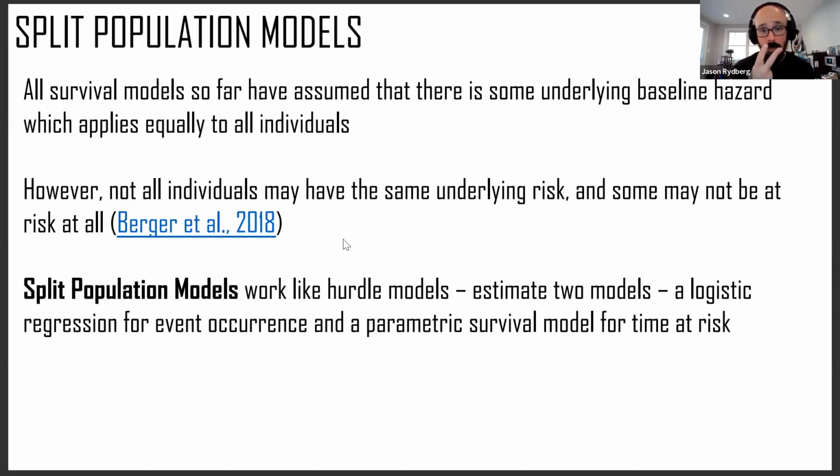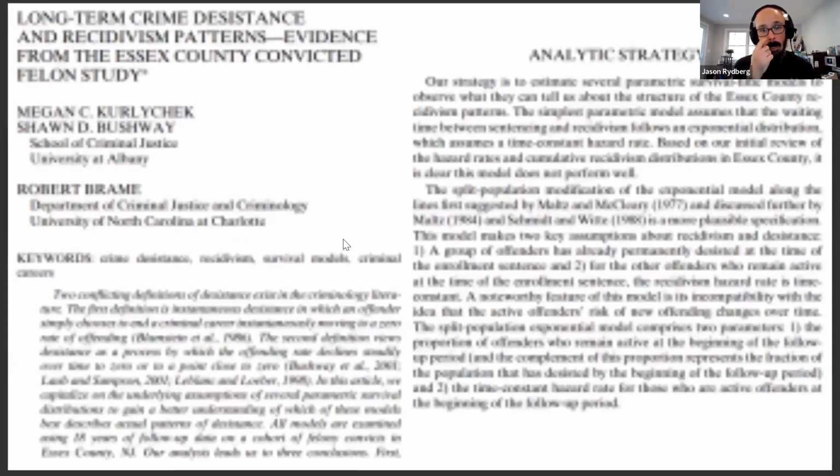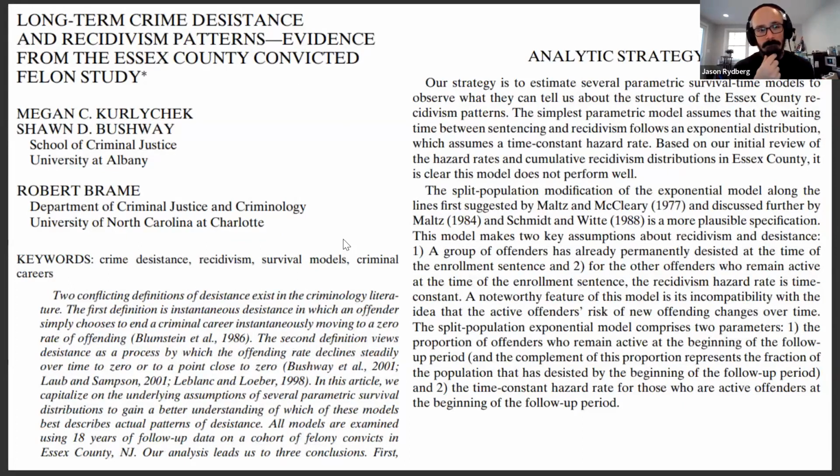We're actually going to use two different models: logistic regression to describe the probability of event occurrence, and then a parametric survival model to describe what they call the duration, or the time at risk. So these models are, I'd say, relatively new. At least I don't see them used super often in criminology. So this was a paper that came out probably 7 years ago or so.